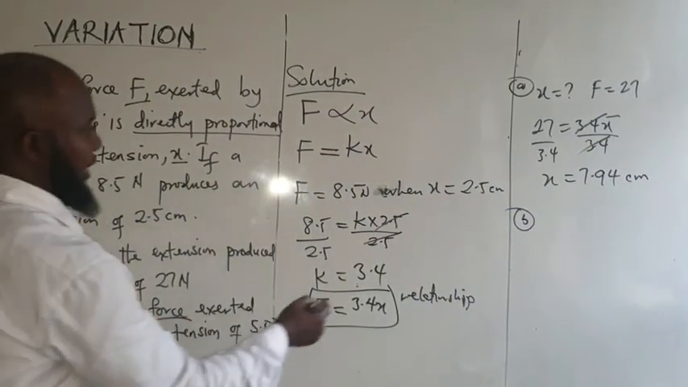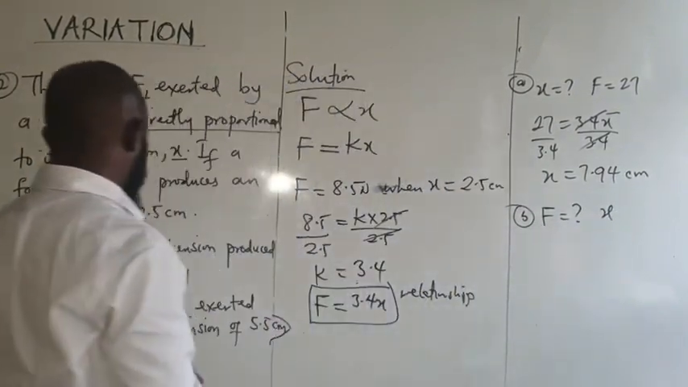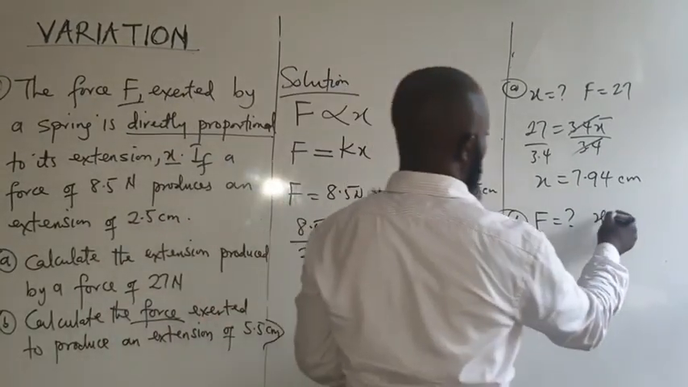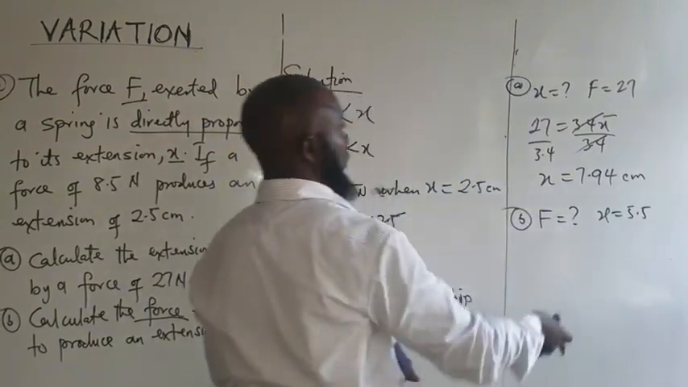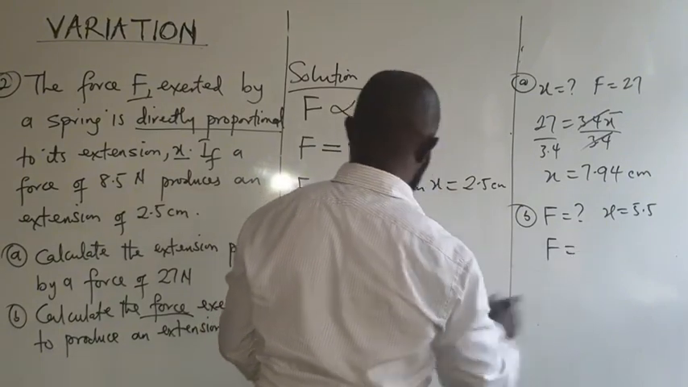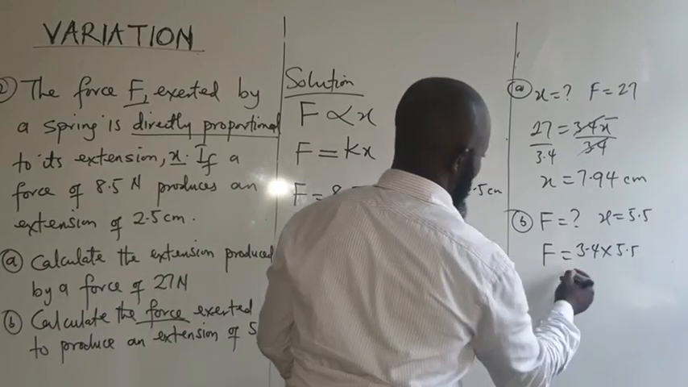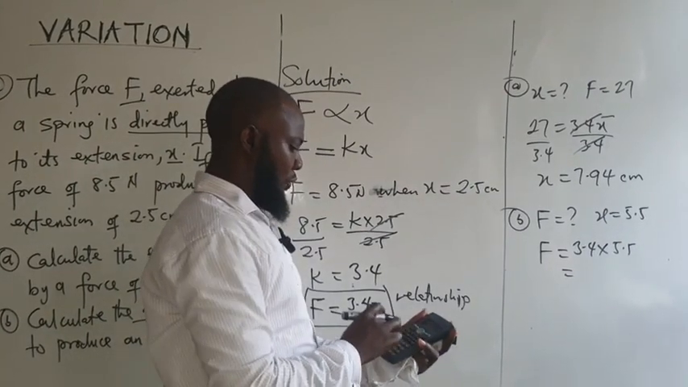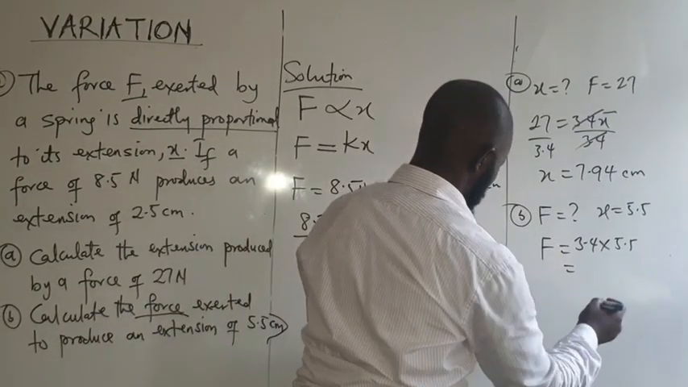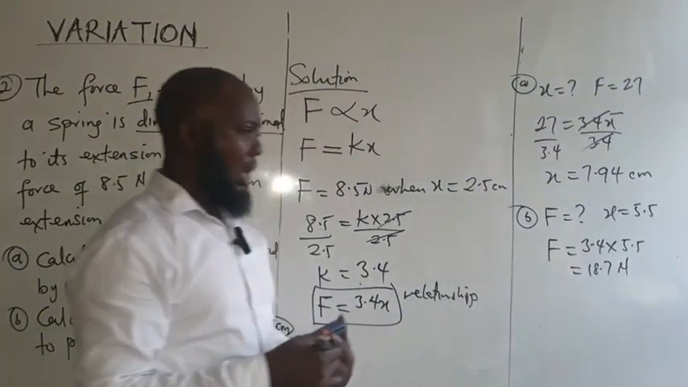Then B, calculate the force. Here we are looking for F, when x produces an extension of 5.5. So where x equals 5.5, we also put that in this equation. F is what we're looking for. F equals 3.4 times 5.5, which equals 18.7. I hope this is very clear.